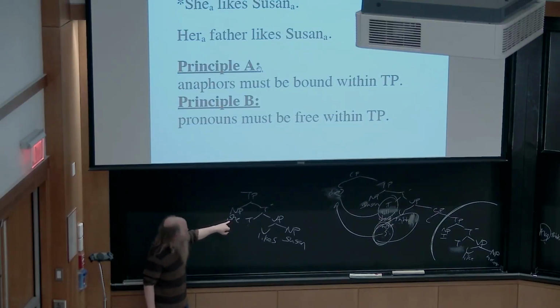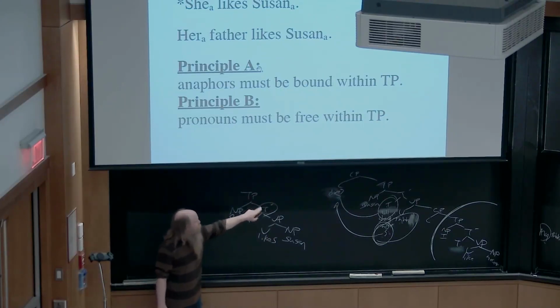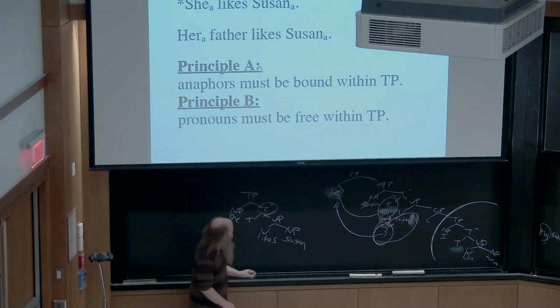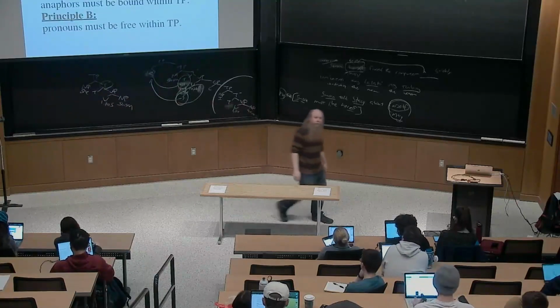She likes Susan. Here's the pronoun. Pronoun needs to be free within TP. That is, there had better not be anything C-commanding she that co-refers with she. Does anything C-command she? I guess maybe T-bar. So T-bar is dominated by all the same nodes as the noun phrase. But T-bar doesn't refer to she, doesn't refer to Susan. So she is free. So our principles don't handle these facts.